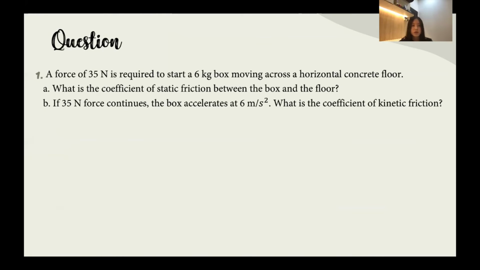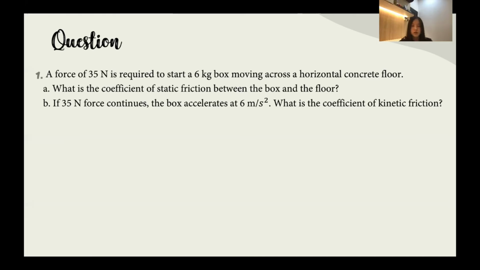In the first question, a force of 35 Newton is required to start a 6 kg box moving across a horizontal concrete floor. A. What is the coefficient of static friction between the box and the floor? B. If the 35 Newton force continues, the box accelerates at 0.6 meters per second squared. What is the coefficient of kinetic friction?